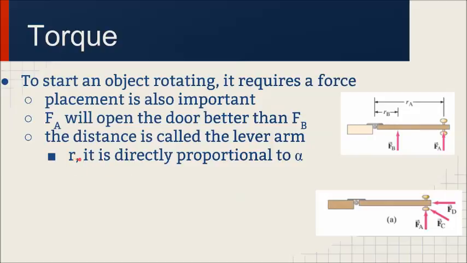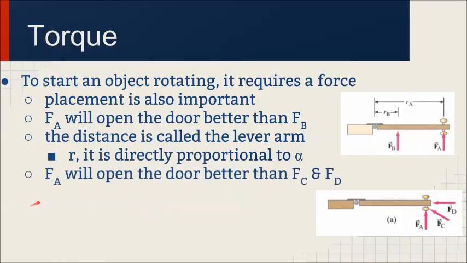So that radius is directly proportional to alpha, which is the angular acceleration. That just means that the further out you push it, the more it'll accelerate the door in a circle. It also means on this picture that if we had these three forces all at the same place, R is going to be the same for all of these. The force that is perpendicular to the door will cause more of an acceleration than either one of these.